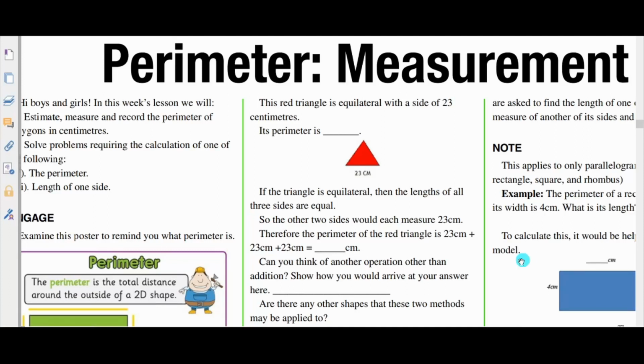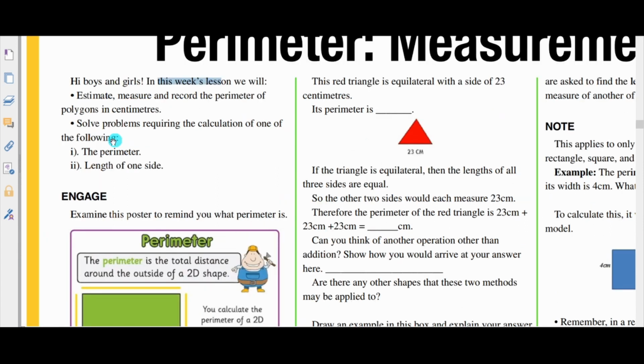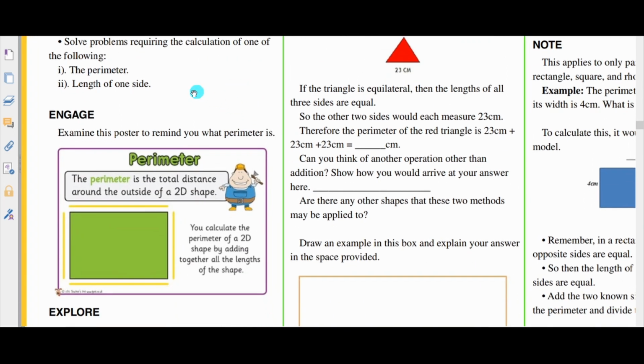In this episode, we look at the strand measurement and the topic perimeter. In this lesson, we will estimate, measure, and record the perimeter of polygons in centimeters. Solve problems requiring the calculation of one of the following: the perimeter or the length of one side.